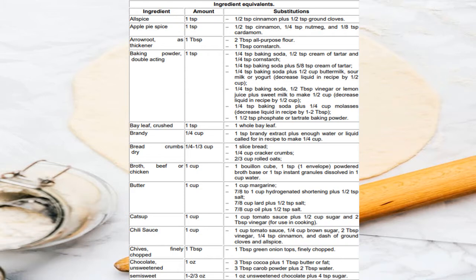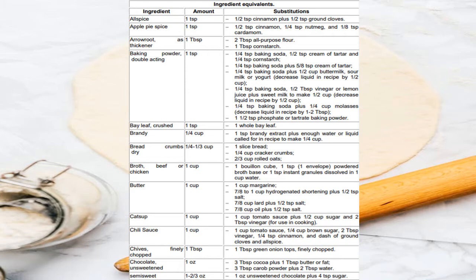Broth, beef or chicken, 1 cup. 1 bouillon cube, 1 tablespoon, or 1 envelope powdered broth base, or 1 tablespoon instant granules dissolved in 1 cup water. You can use what we call Knorr cubes, beef or chicken cubes.